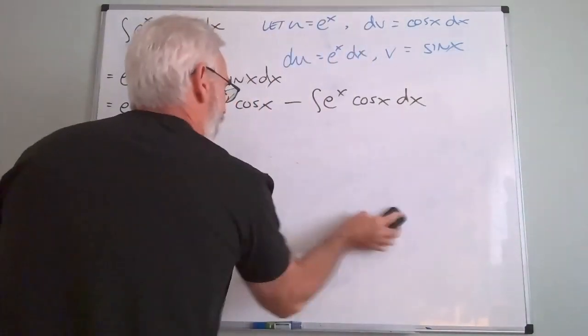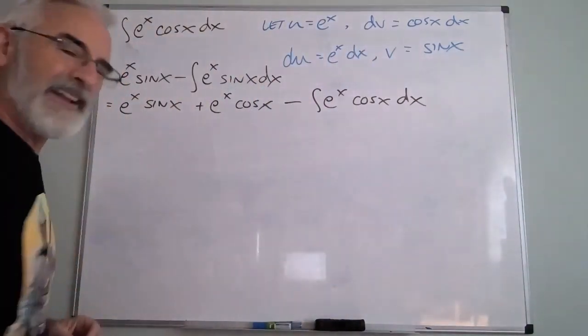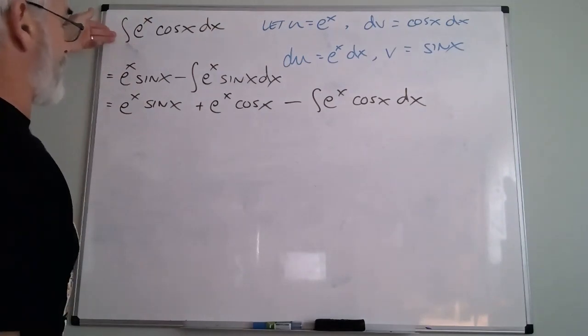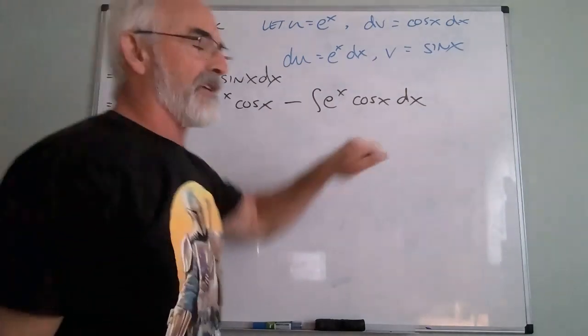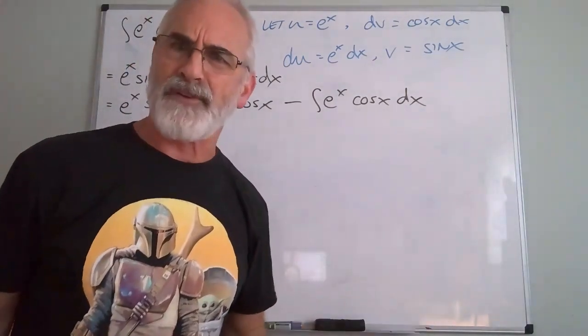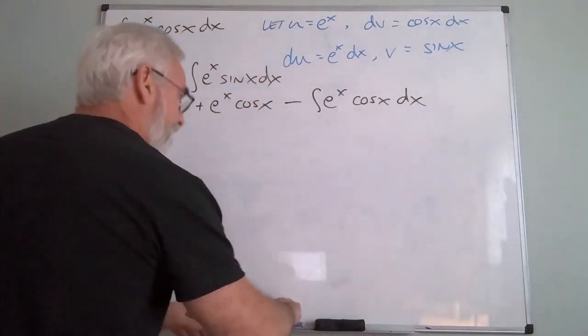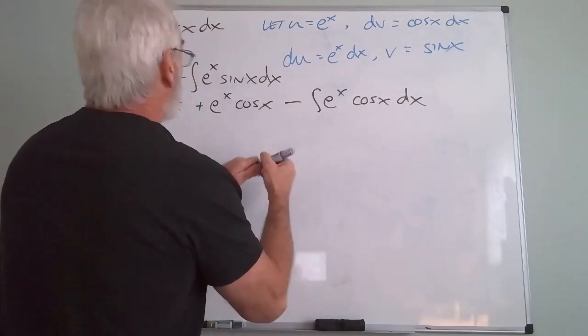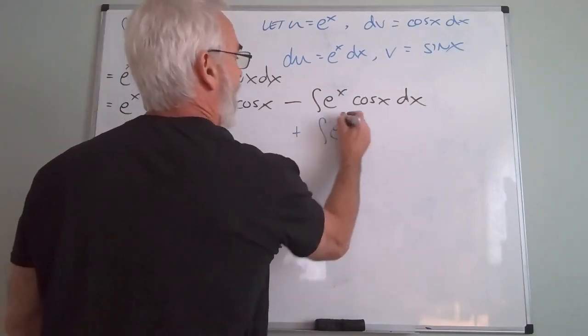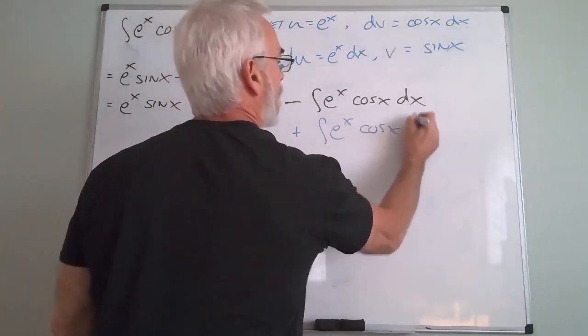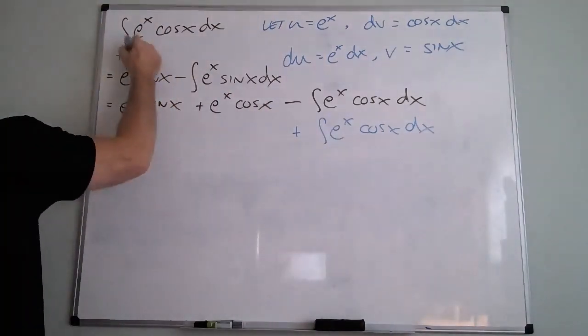You see, I don't actually have an answer to the integral. I have this integral equals a bunch of stuff minus the original integral. That feels like I'm going in circles, but I'm actually not. What if I said, let's add this integral to both sides.